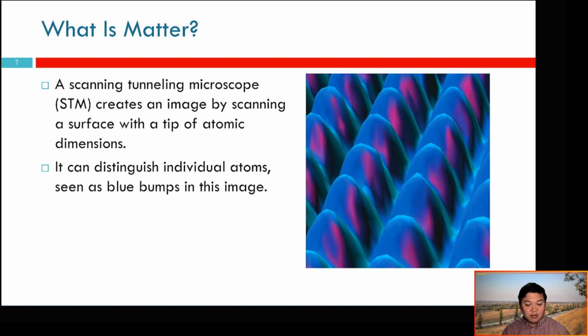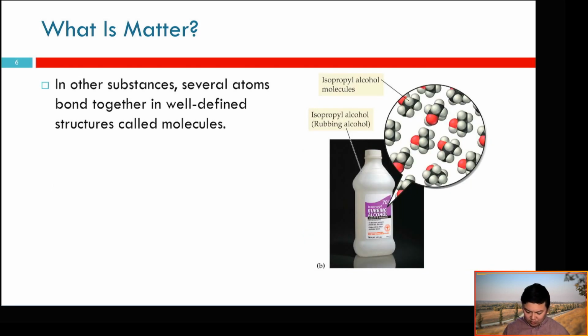So here's a picture of what I was talking about. We can shoot beams of electrons at atoms and get an idea of what they look like, and this is that technology. It's called a scanning tunneling microscope, and it creates an image by scanning a surface with a tip of atomic dimensions, like a single atom. It can distinguish the individual atoms, seen as blue bumps in this image, whereas the atoms are actually more like the previous image, where they're more spherical.